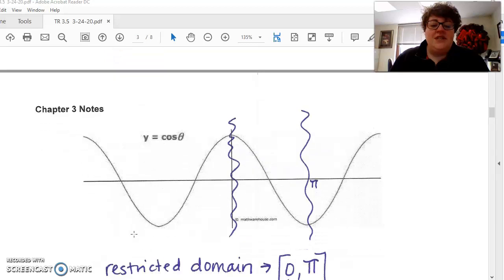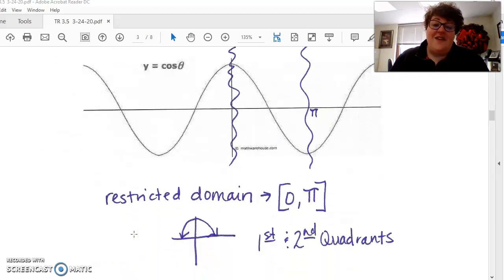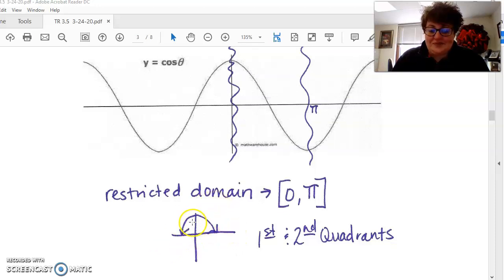If we look at cosine and do the same thing, again, it fails the horizontal and vertical line test until we restrict it down from 0 to pi. So from 0 to pi, we want to restrict the domain down. It does include those endpoints, so it has those square brackets. So the restricted domain for cosine is the first and second quadrants, from 0 to pi.